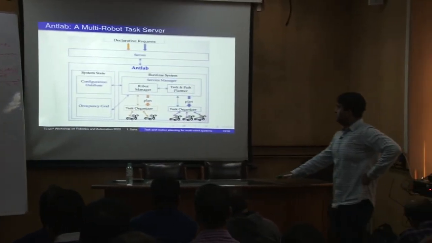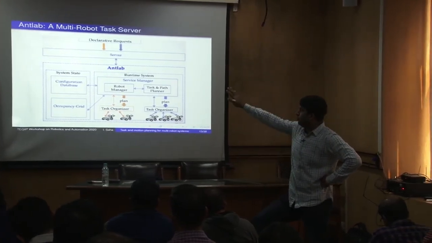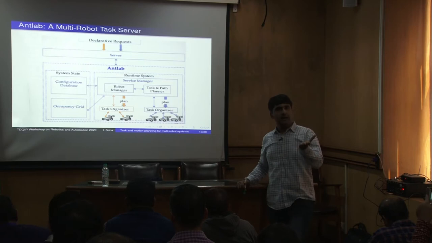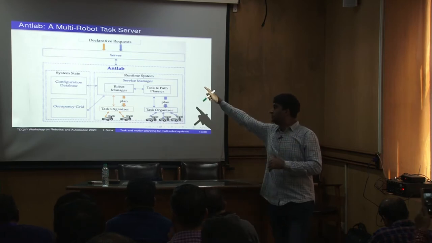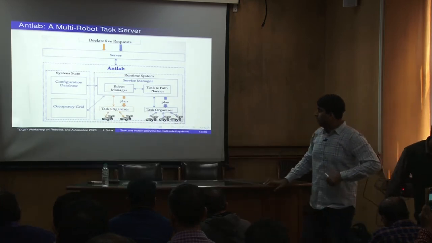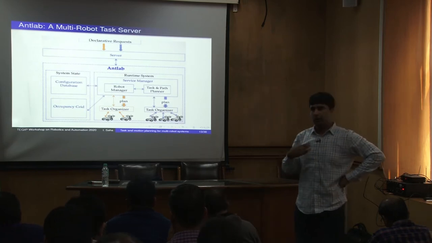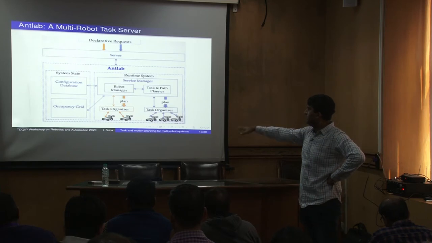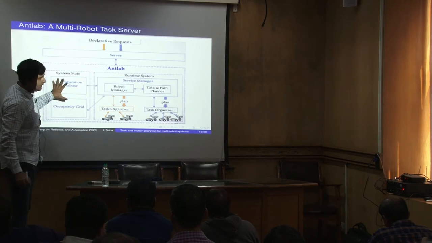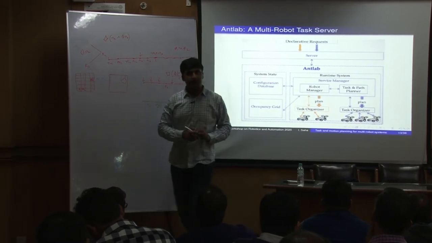and let us have a look at the whole system. So, we assume that there is a server that communicates with the user and gets the task, right. So, then we see that there is a server that is accepting the tasks from the user, and those tasks are being given in linear temporal logic, right. And now, this is this system that has two components. One is the system state, and the second is this runtime system, right.